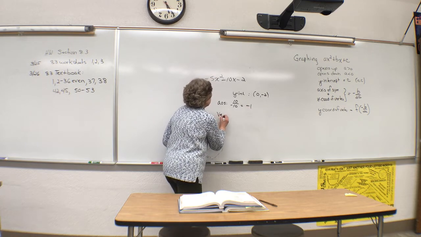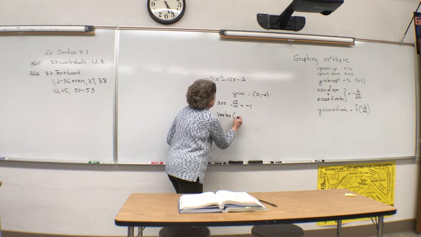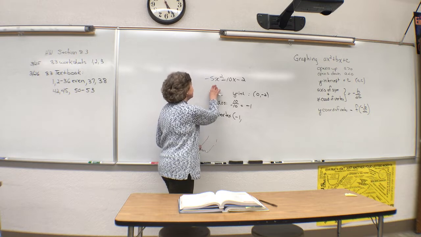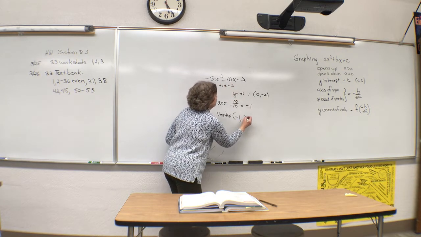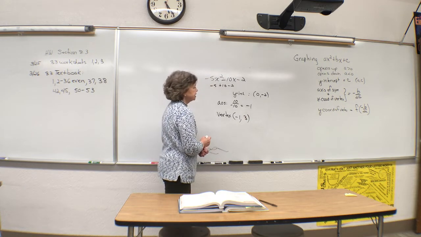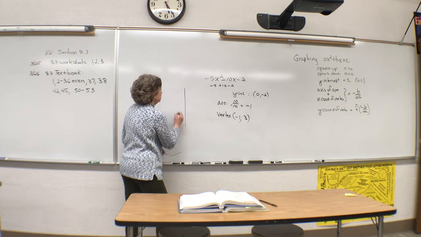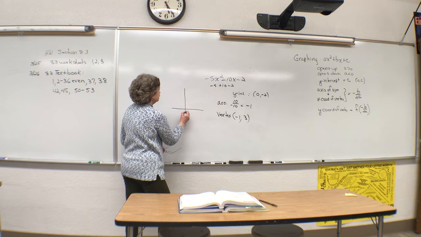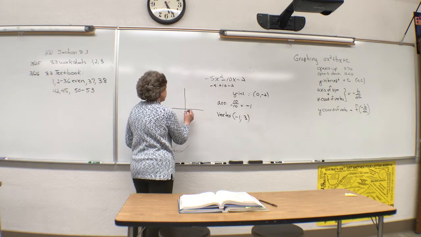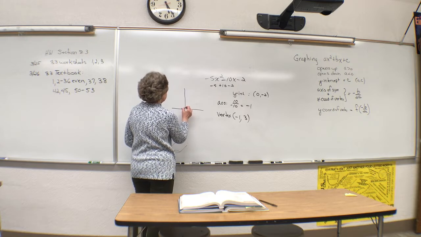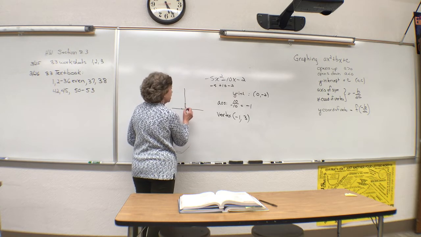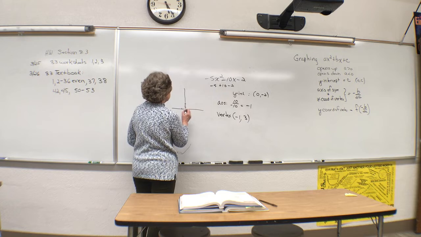I have a vertex at negative 1. I'm going to plug that back in, so I have negative 5 plus 10 minus 2, so positive 3 is my vertex. And when we graph it, we have a y-intercept at negative 2. We've got a vertex at (negative 1, 3), and I have an axis of symmetry at negative 1.